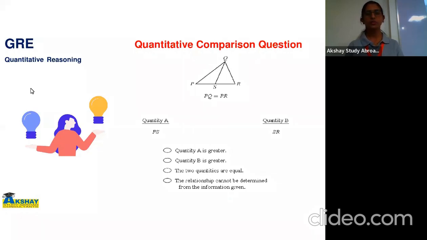Now you have to choose which quantity is greater. If quantity A is greater, select the first option. If quantity B is greater, select the second option. If both quantities are equal, select the third. And if the data given is insufficient, choose the last option. Would you like to try? You can use your pen and paper to solve and let me know your answer. Yes, online students, you can also solve.